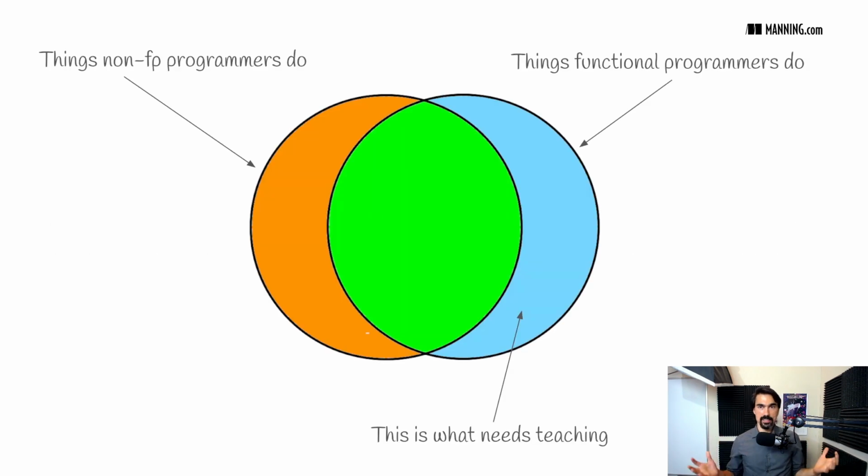If you look at this Venn diagram, on the left, we have this orange circle that is things non-functional programmers do. And then the circle on the right is the things functional programmers do. So these are different skill sets. There's a lot of overlap. A lot of the stuff that functional programmers do, everyone will do. But then there's some difference. And that difference is what needs teaching. And so that's what I focused on in the book. These are the things that professional functional programmers do that other programmers don't do.